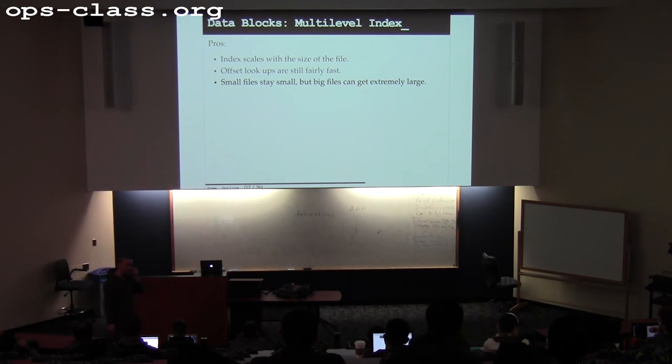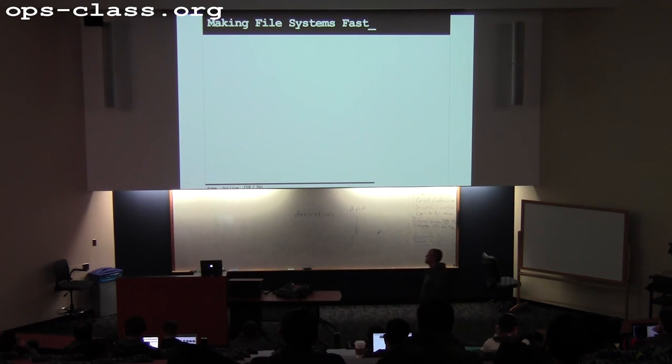And of course, it allows large files to get really, really big. Really as big as I want. Certainly big enough to be practical.